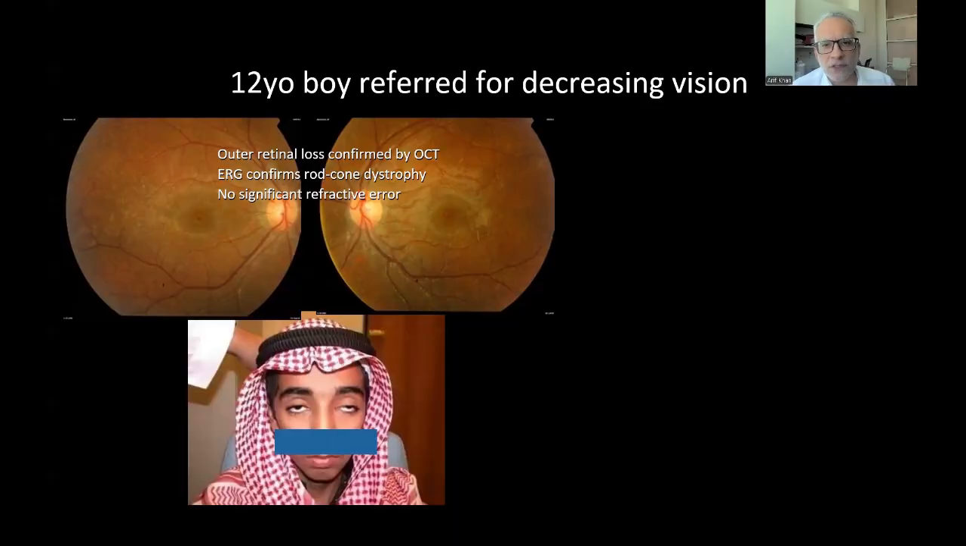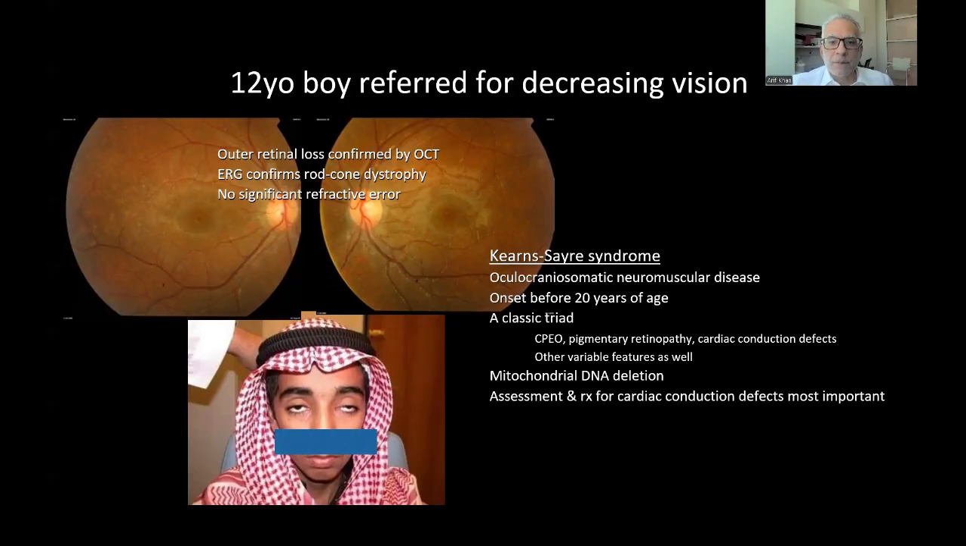And this child, even though he wasn't complaining about it, he has ptosis. And even though he wasn't complaining about it, he has limited extraocular muscle movement. He's got a mitochondrial disorder. Why is this so important to pick up?